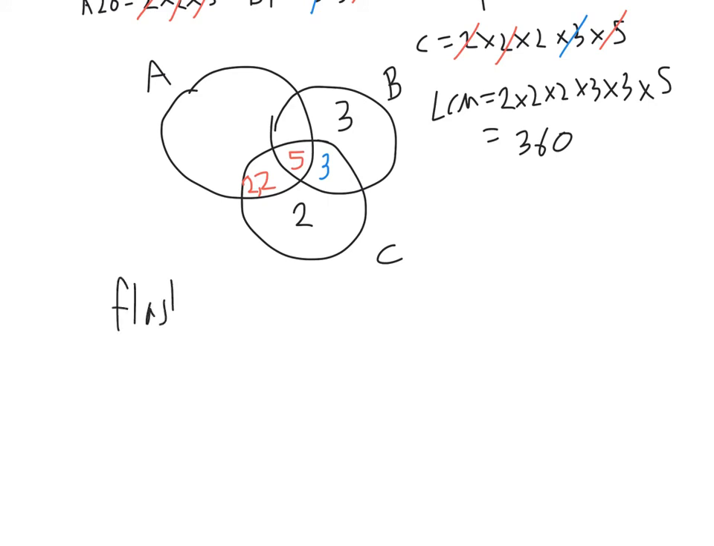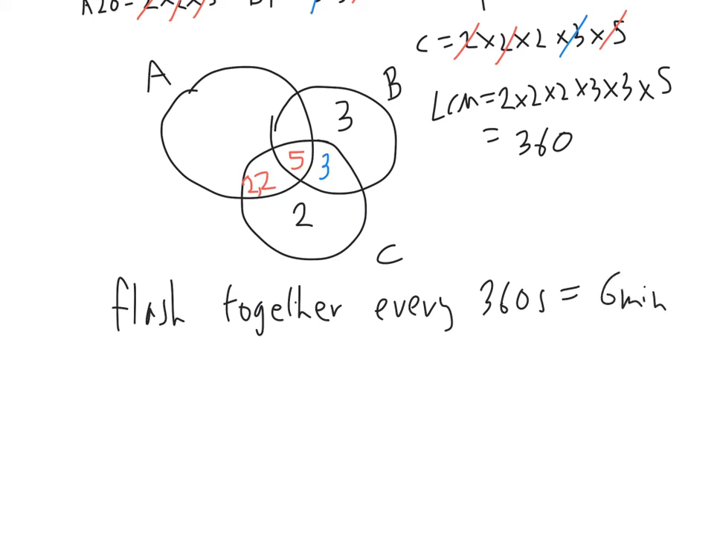You could say they flash together every 360 seconds. Sorry, this pen is terrible. If you divide that by 60 to get it into minutes, that would be every 6 minutes. And how many 6s are in 1 hour? So in 1 hour, you would do 60 minutes divided by 6 to see it would flash every 10 minutes. So your answer would be 10 times. And that's why it's in the challenge paper.